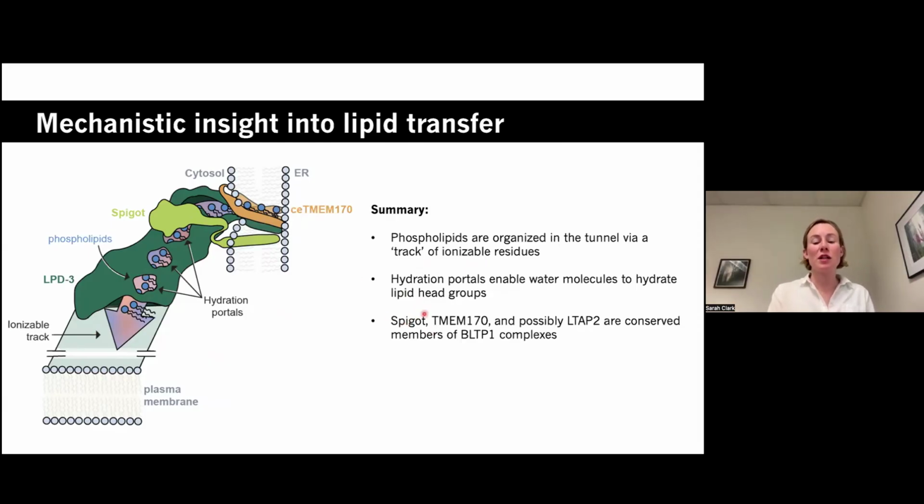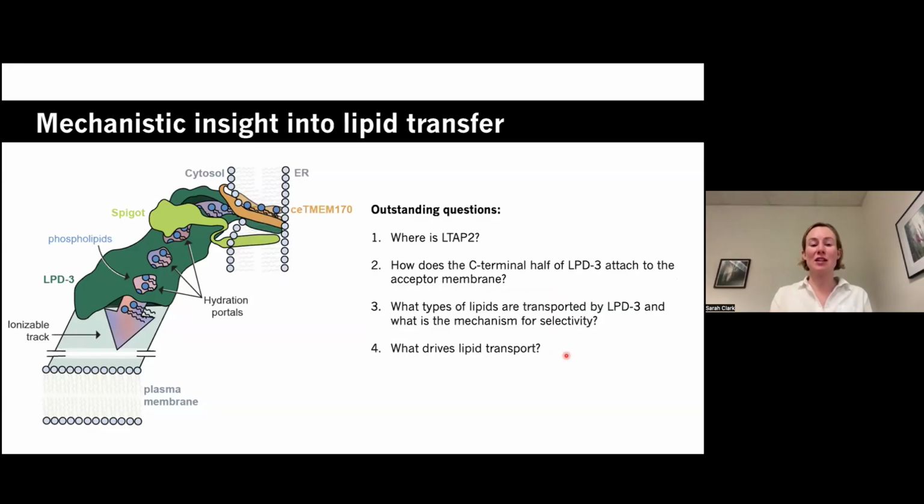And we and others showed that Spigot and TMEM170 are conserved members of BLTP1 complexes, and possibly LTAP2. It's just a little bit unclear at this point. But there are still many outstanding questions. There's still so many things that we don't know about how these bridge-like lipid transport proteins are working. We're still focused on BLTP1, and we want to know where is LTAP2.